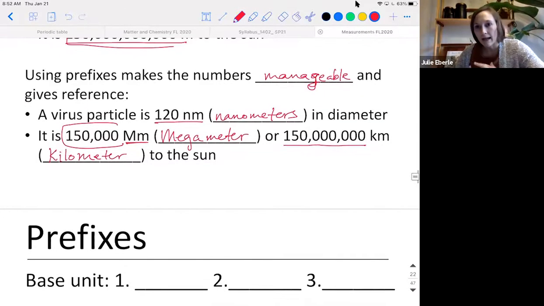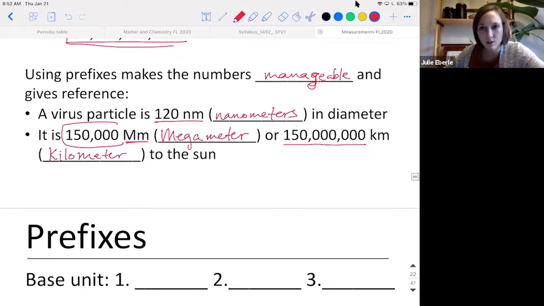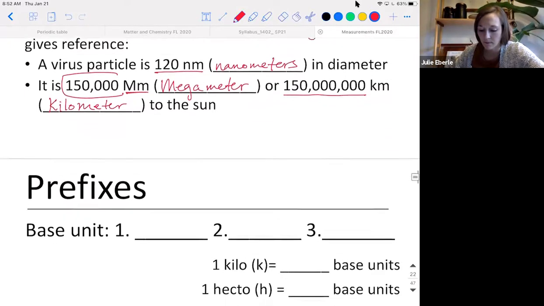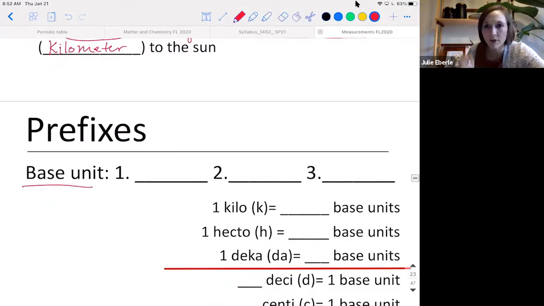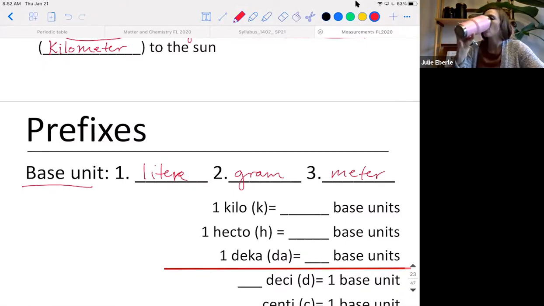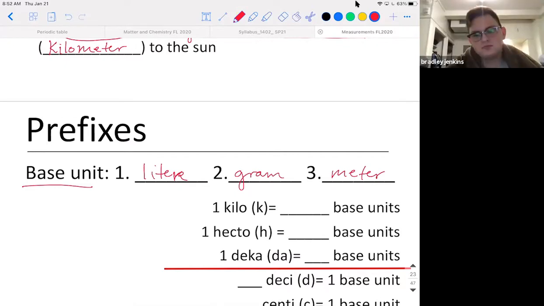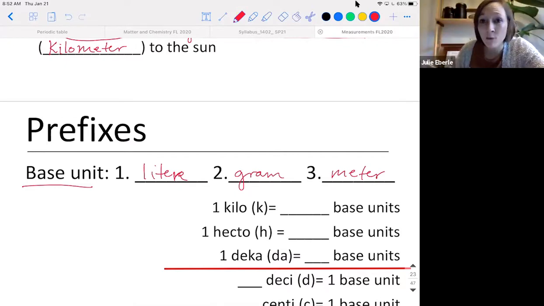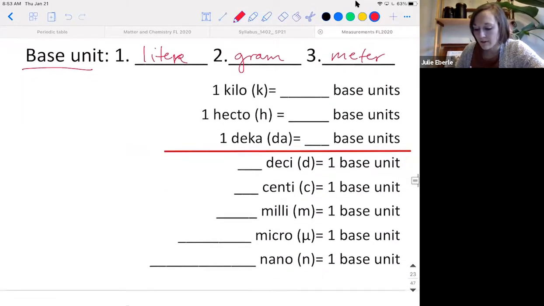We are going to bring back now liter, gram, and meter, and we're going to apply prefixes to these base units. So just remember that the three base units we've already talked about are liter, gram, and meter. We can put prefixes in front of any one of these, in front of liters, grams, or meters. I've got this figure here, and we're going to walk through it one by one.